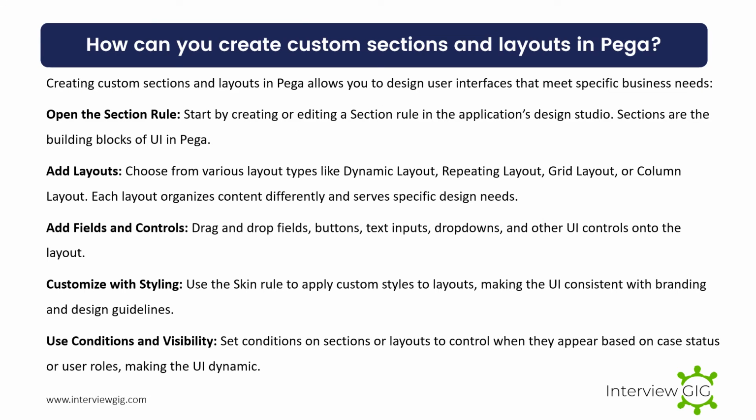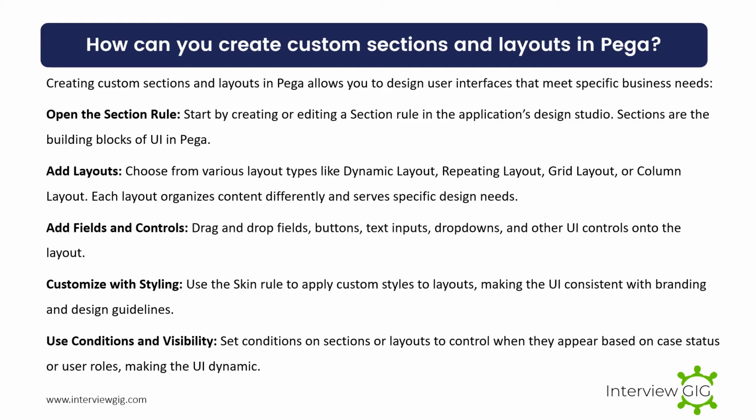How can you create custom sections and layouts in Pega? Creating custom sections and layouts in Pega allows you to design user interfaces that meet specific business needs. Open the section rule. Start by creating or editing a section rule in the application's design studio. Sections are the building blocks of UI in Pega.